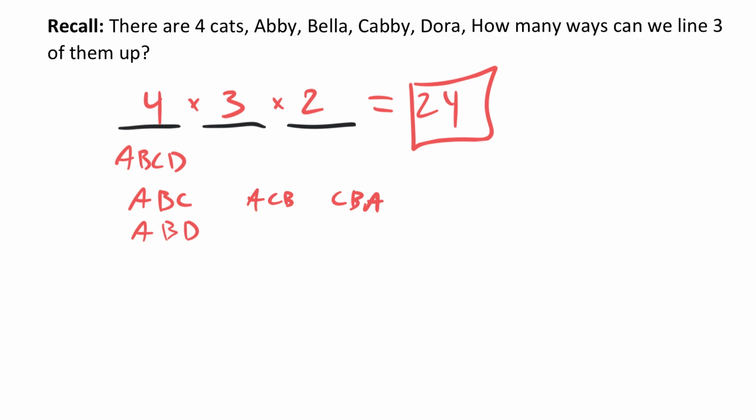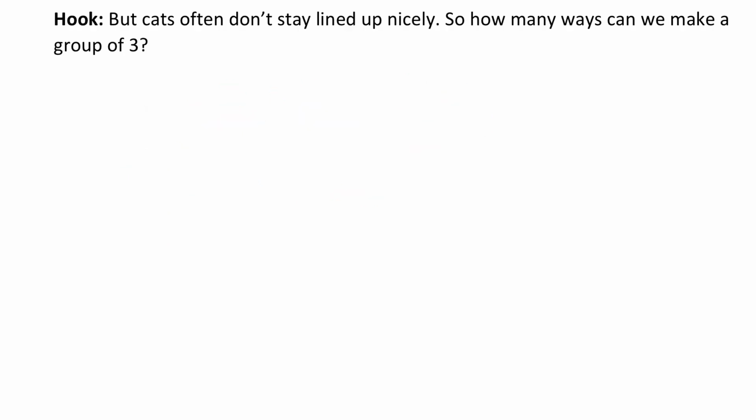Now, the problem though is this. If you actually have any cats, they don't stay lined up nicely. Cats aren't like dogs. Cats are pretty hard, if not impossible, to train. And so if you try to take a group of cats and you take 3 of them and you try to line them up, they're just going to wander around. They're going to go look out the window, play with their tail, find a ball of yarn. They're not going to stay nice for the photo.